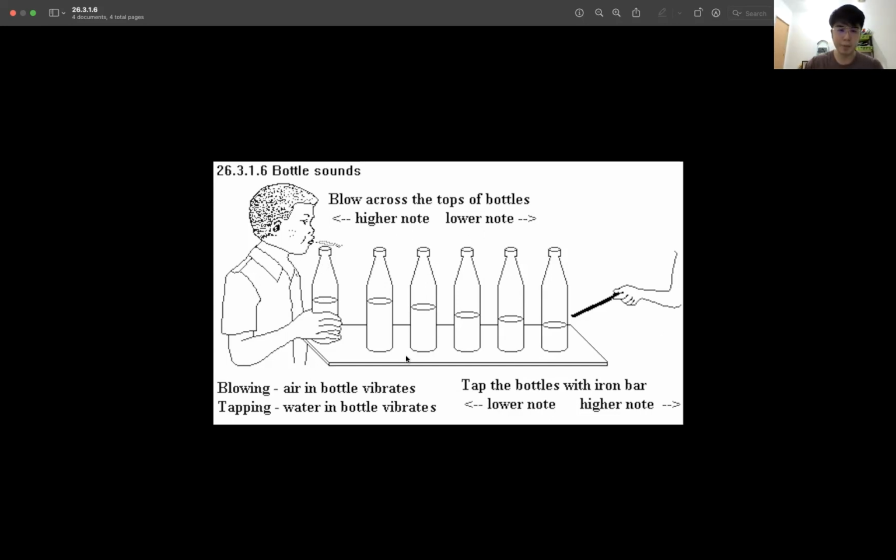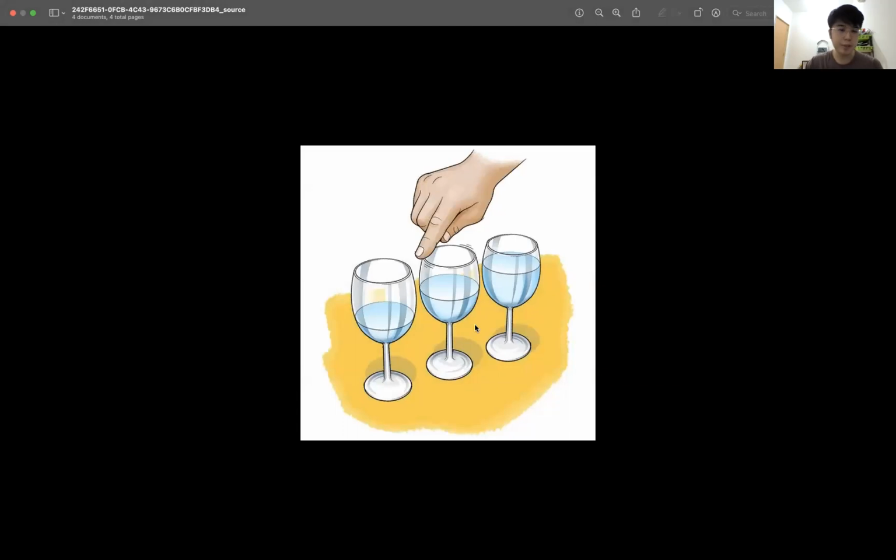Or another example would be this one. You take a wine glass and you do this ring motion on it. Then you hear again a sound is produced. It is also based on the principle of standing waves.